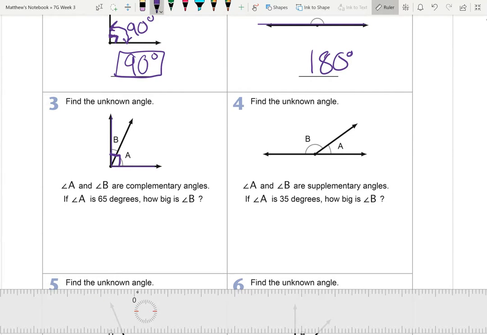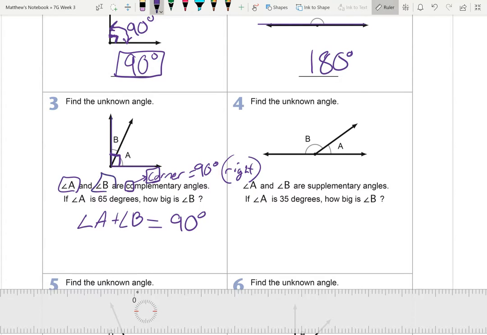So it says that A and B are complementary angles, meaning that they form a corner, right? Think of the CO in complementary, the CO in corner. Therefore, it is 90 degrees or a right angle. And so that means that they're going to add up to 90 degrees. And it says if angle A plus angle B add up to 90 degrees, excuse me, and angle A is 65 degrees, what would angle B be?